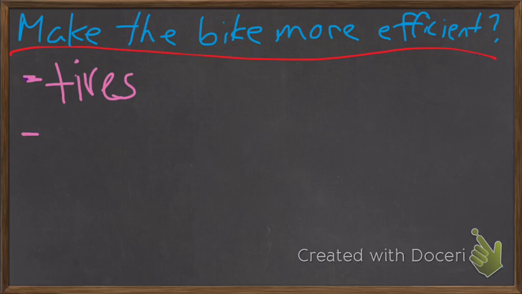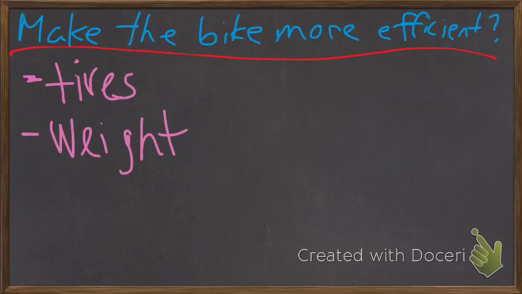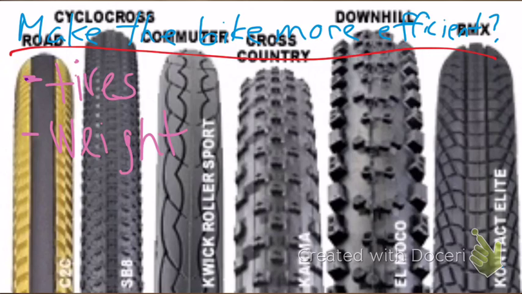Another one might be the weight of the bike. So we're talking about perhaps the frame being a little bit different in weight. I actually have a picture here. It could be a different material. It could be thinner. It could be thicker. The frame could be structured in different ways. So there are a lot of different reasons why the weight could change.